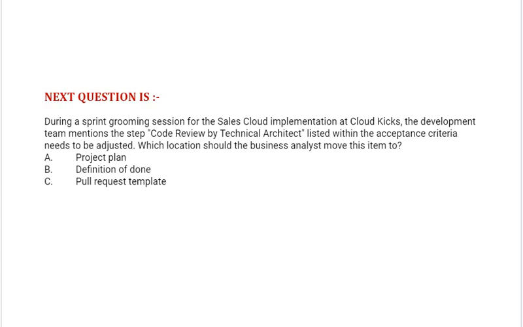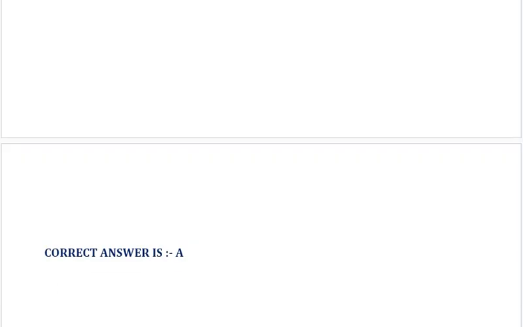Next question is: during a sprint grooming session for the Sales Cloud implementation at CloudKicks, the development team mentions the step, code review by technical architect, listed within the acceptance criteria needs to be adjusted. Which location should the business analyst move this item to? Option A: project plan. Option B: definition of done. Option C: pull request template. Correct answer is option A.